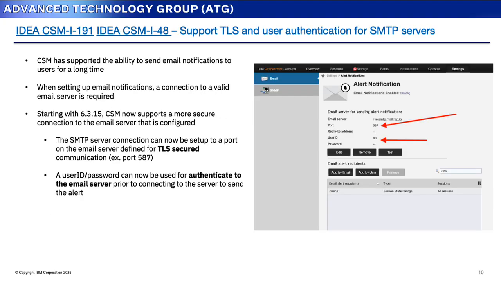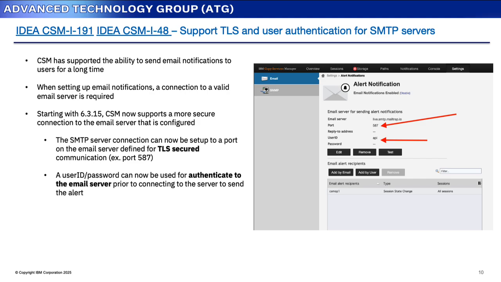All right, the next one I want to talk about is a little bit more security for email notifications. So we've always supported email notifications, at least for a long time now. But we didn't have 2 things. We didn't support specifying a port that would be TLS secured. So, for example, port 587 is typically the secured port for email SMTP servers. You could specify a different port, but internally there was none of that TLS support, and so I think it would probably fail the connection.